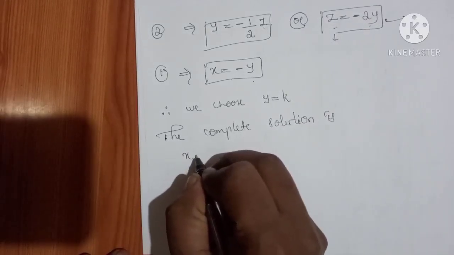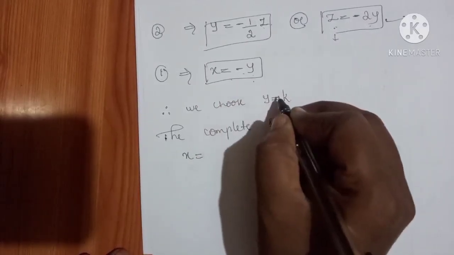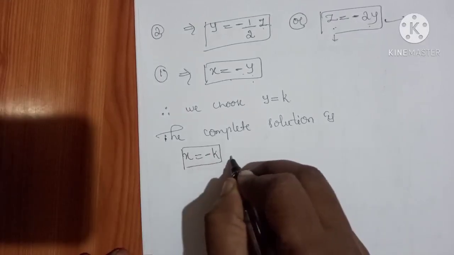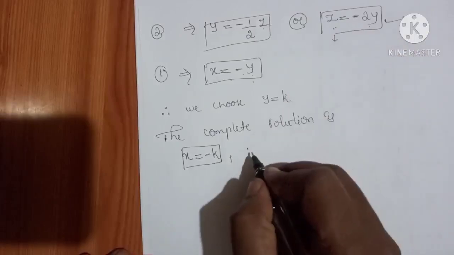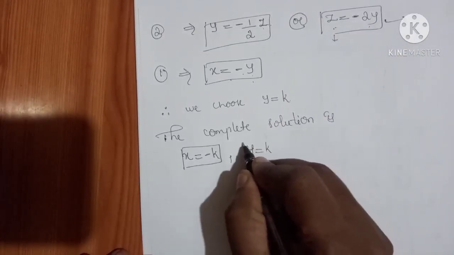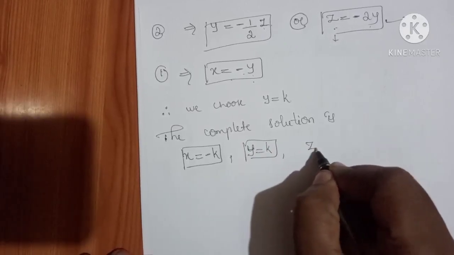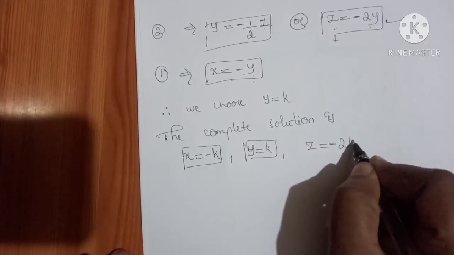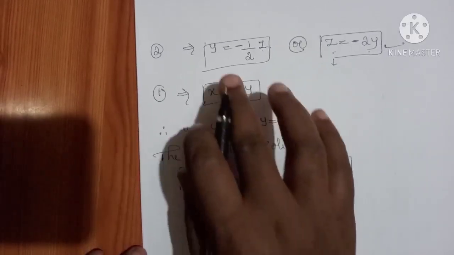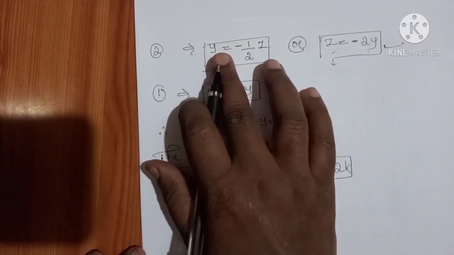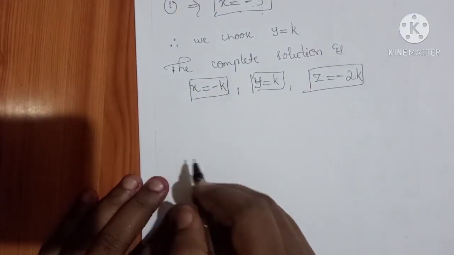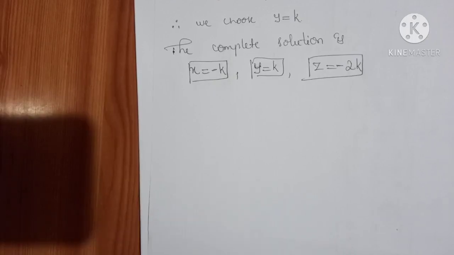x equals, substituting the y value, minus k, y equals k, which we have chosen, and z equals minus 2k. So this is one set of solutions. If we write it in this way, this is actually enough. In the rough work I will show you something else.